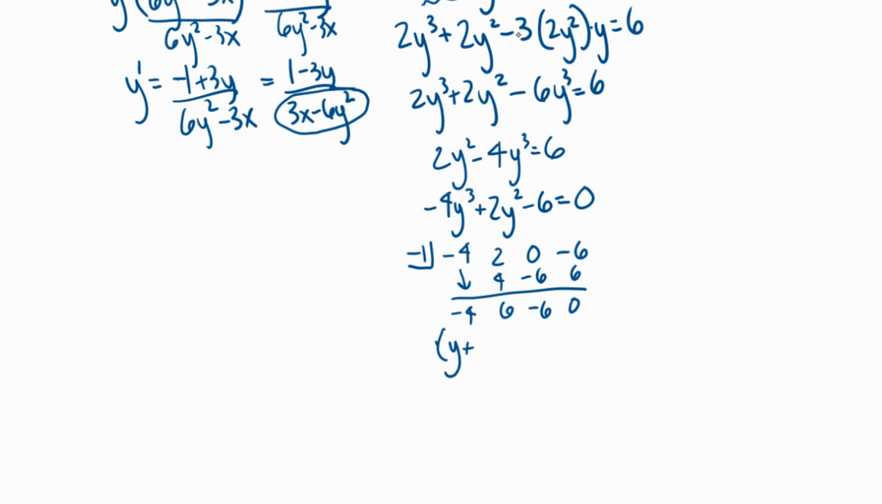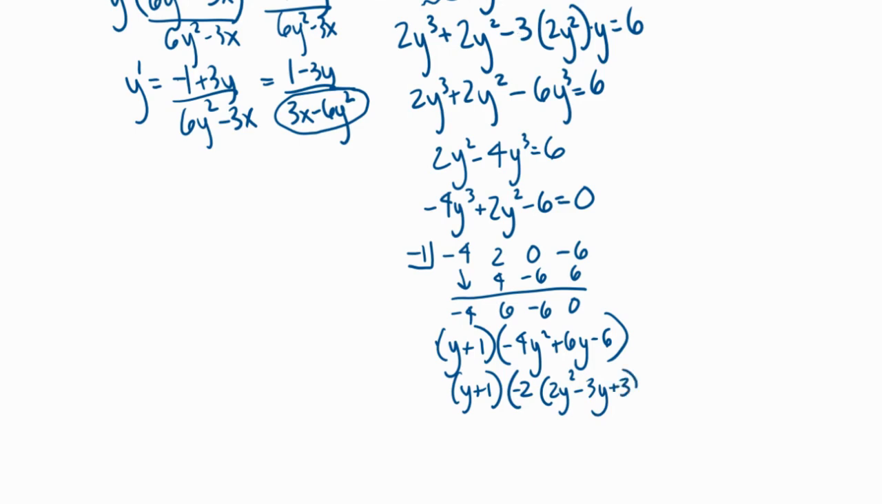So I'm kind of going through this quickly because this is like the algebra part that you should know from algebra 2 or pre-calculus, times -4y squared plus 6y minus 6. So that's y plus 1 times 2. Actually, let's pull out a -2. 2y squared minus 3y plus 3. And then the rest of this, is this factorable again? If I plug in -1, no, it's not going to work.